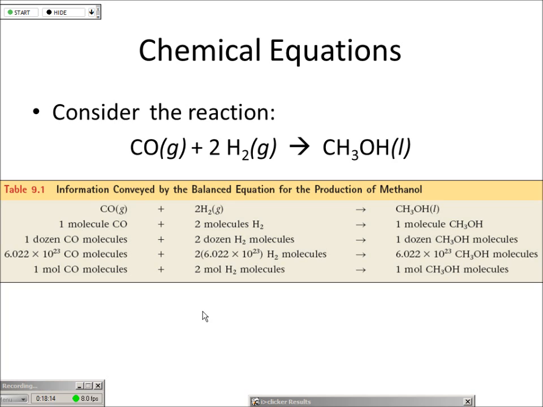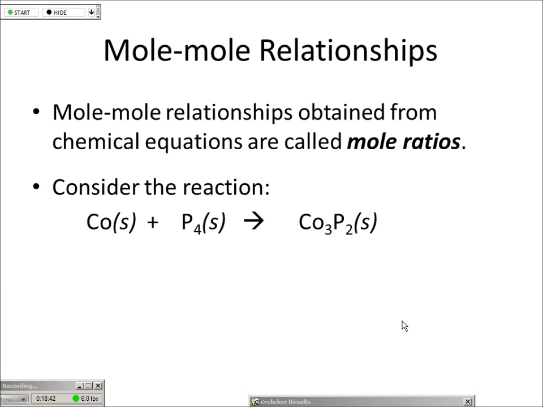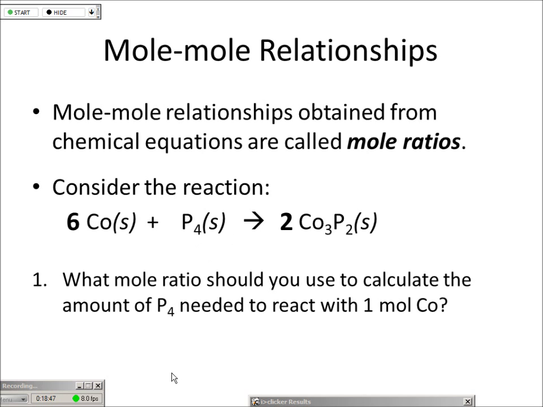This is reiterating that these coefficients mean a lot. So they mean equivalence. They mean molecule to molecule. Like for every 1 molecule of CO that gets reacted, it takes 2 H2s to get reacted. It means moles. Like for every mole of CO that gets reacted, it takes 2 moles of H2 to get reacted to form 1 mole of this product. So when we balance it, we've covered that before.